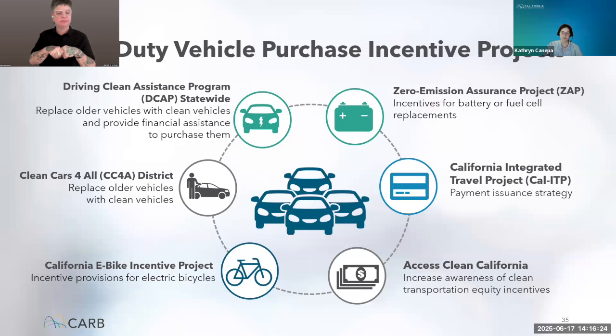The Zero Emission Assurance Project, or ZAP, offers incentives for battery or fuel cell replacements to reduce the risk of buying a used zero-emission vehicle. Cal ITP, or the California Integrated Travel Project, helps support the implementation of contactless payment systems to make riding transit easier. And finally, Access Clean California is an outreach project focused on increasing awareness of the full suite of clean transportation equity incentives. Next slide, please.